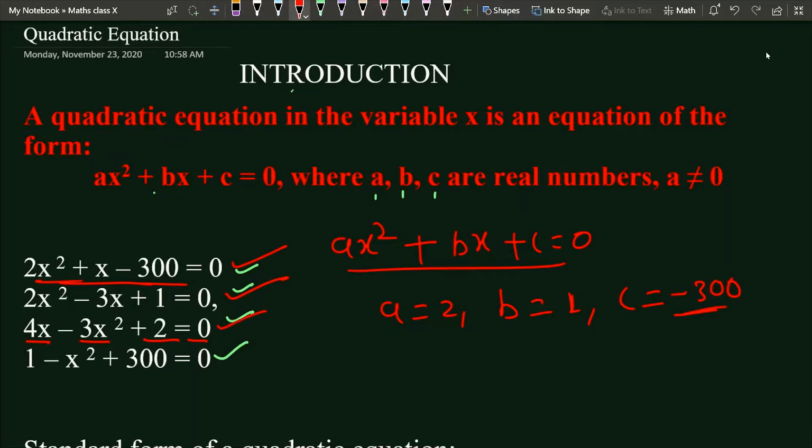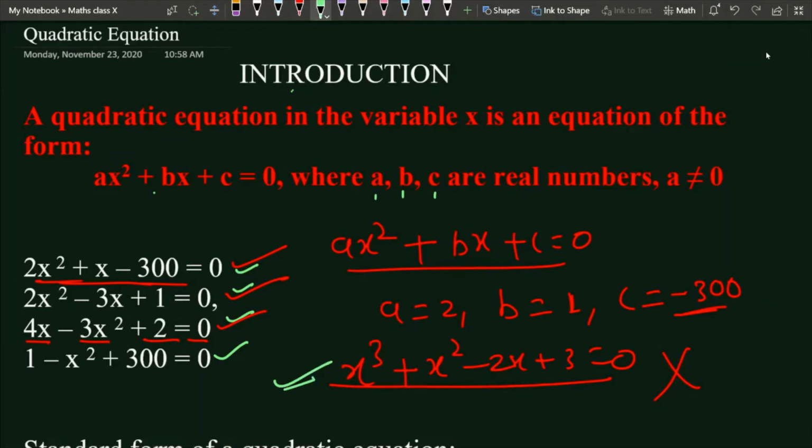No matter whether it is written first, second or third, the equation must have a term of x square. The highest power should be x square. Please don't think that an equation like x cube plus x square minus 2x plus 3 equals 0 is a quadratic equation. It is not, because the highest power is 3. The highest power should be 2, then only it is a quadratic equation.